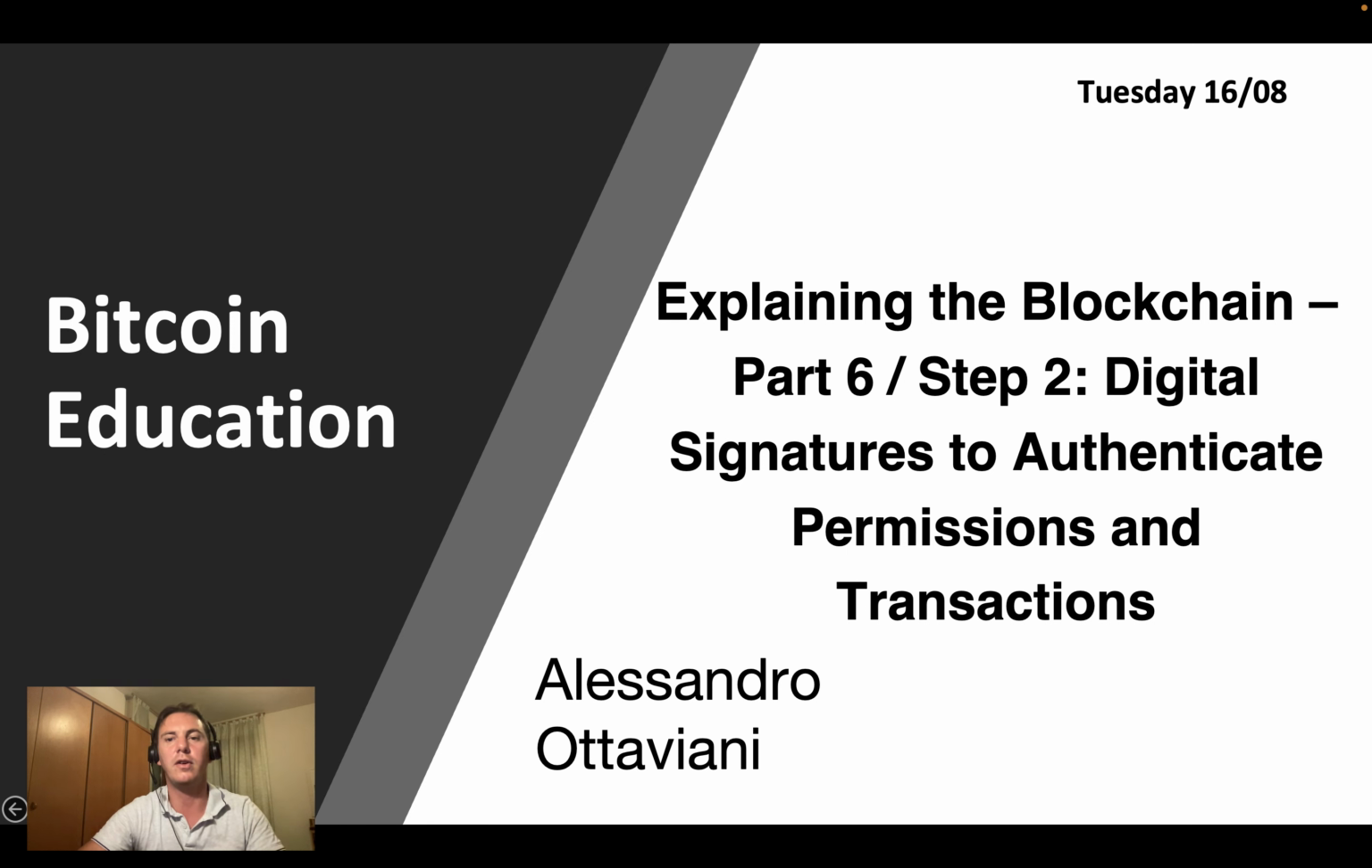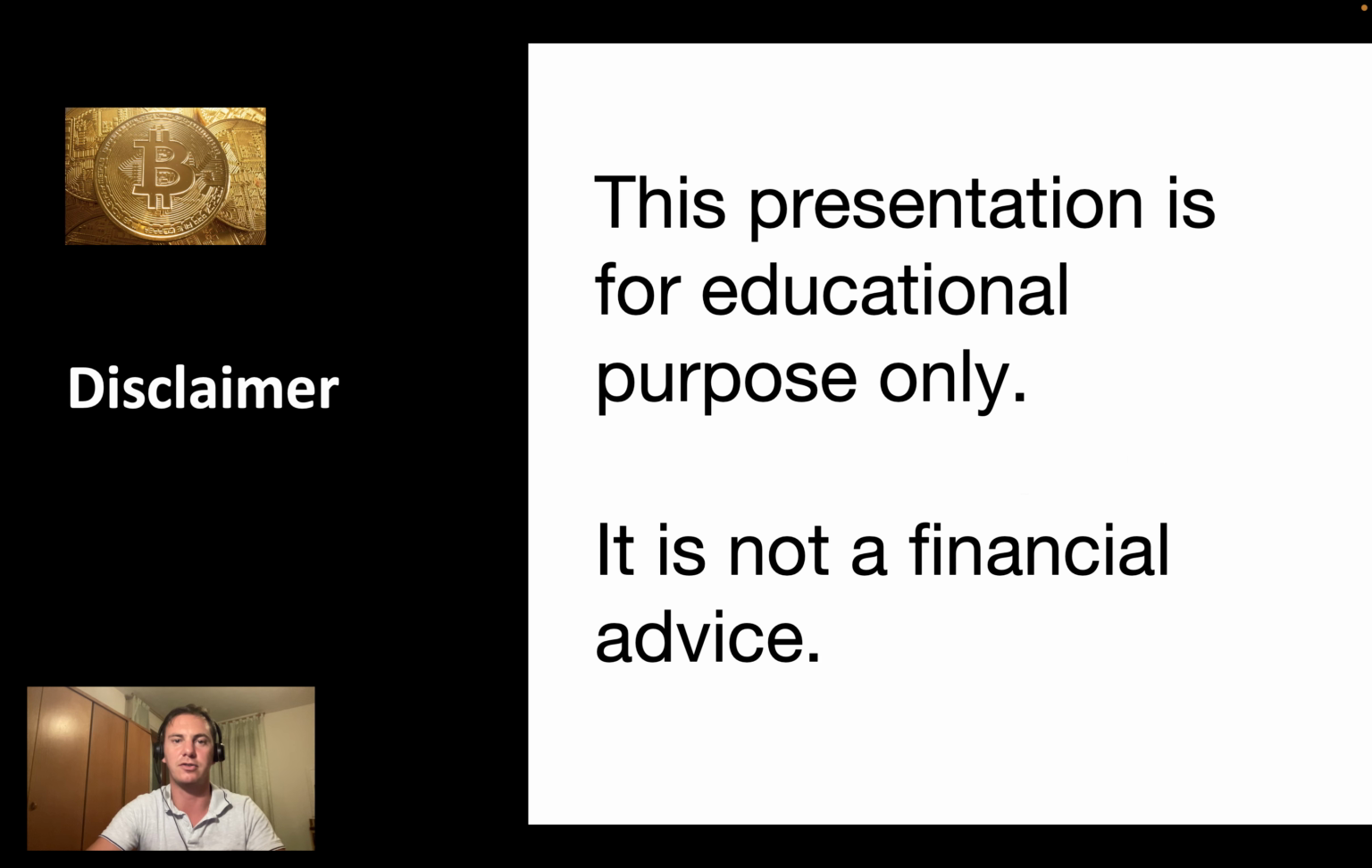This video is the sixth video of a long series of 15 videos to explain the blockchain. And this is the second step: digital signatures to authenticate permissions and transactions.